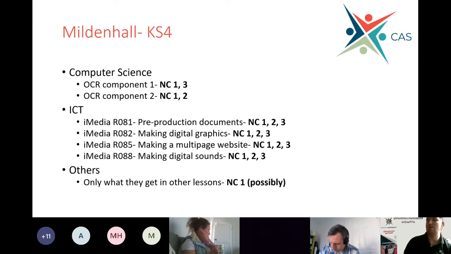There are other aspects, looking at the creative side, where they will get it in other subjects. PE use PowerPoints and Word documents, maths will use some spreadsheets occasionally, and English will use Word occasionally, but not really. So that's my big thing at the moment: looking at how we can get more of Key Stage 4 to do something that is computing based.